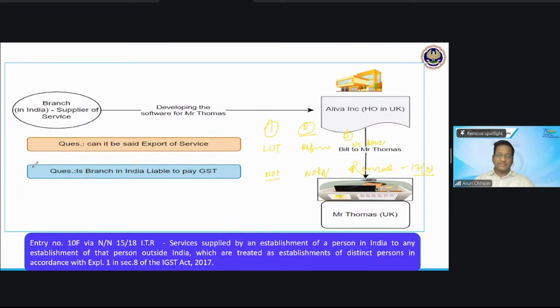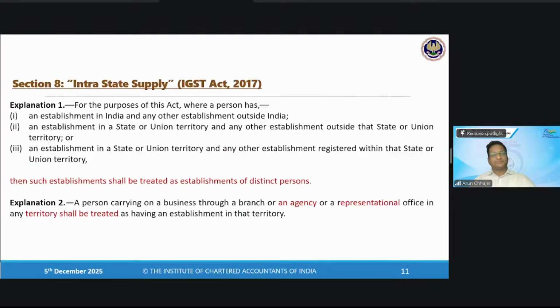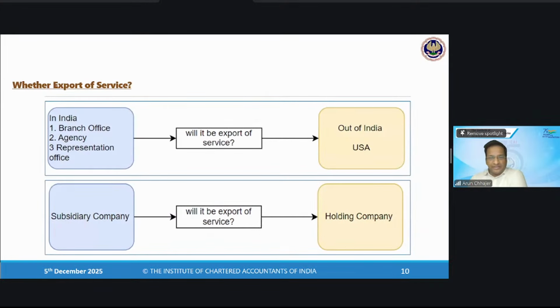Correct. So let's come back. Now, second point, that is the subsidiary company making the supply of the service. I cannot say whether it will be export or not. So that is my underlying question. If the subsidiary company provides the service to the holding company, back office work. Now we all know that in India multiple KPO BPO services are being rendered to the holding company located out of India.